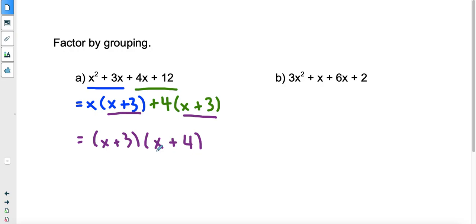So the idea when you're factoring by grouping is you want to start by common factoring the first two terms. You want to common factor the next two terms. And then you want to go from there.